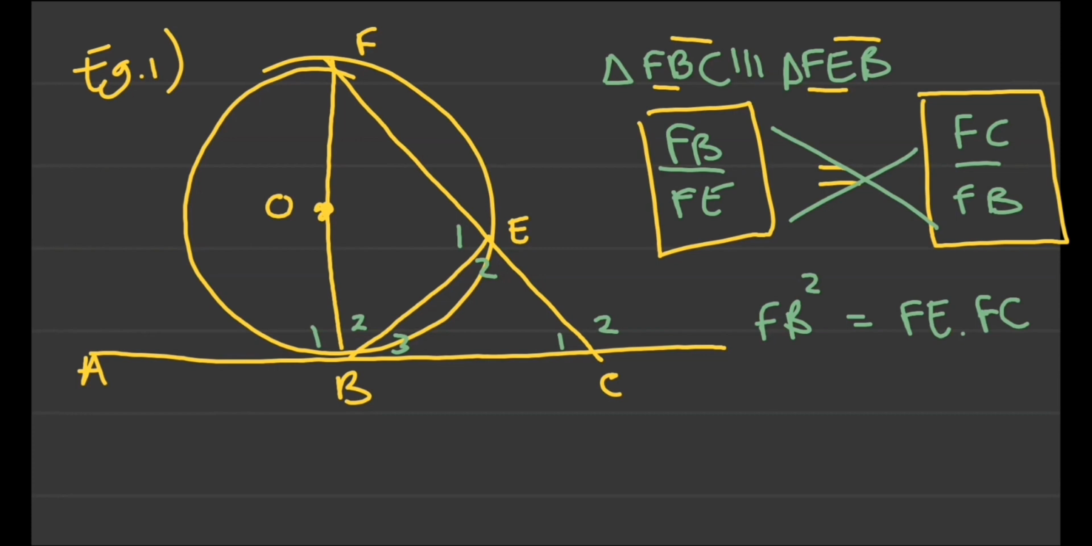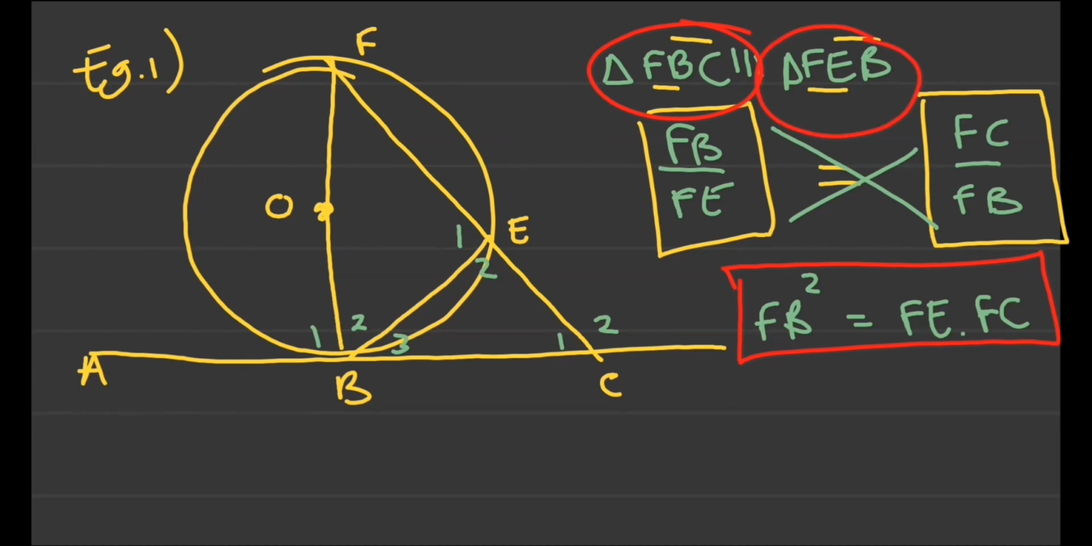Okay. And so this might be something that they ask you to prove. The question might say, show that FB squared is equal to FE times FC. And you will have to show this. You first have to prove the triangles are similar. And you have to make sure that both triangles have the line FB in it. Both triangles, as you can see, have the line FB. And that's how we can create this ratio.